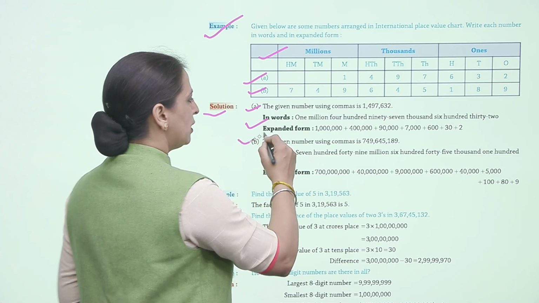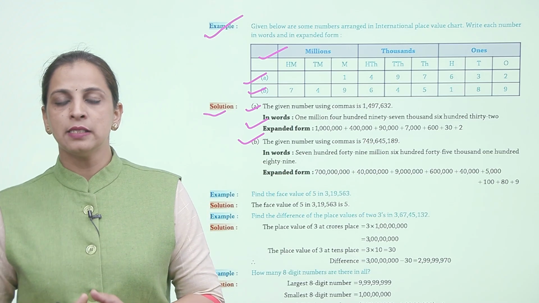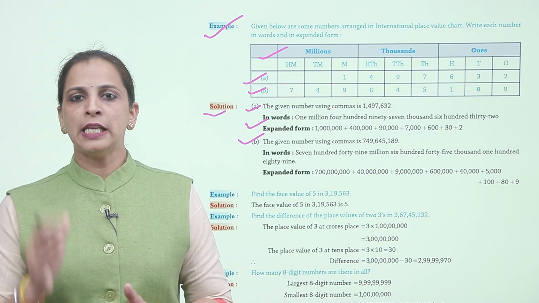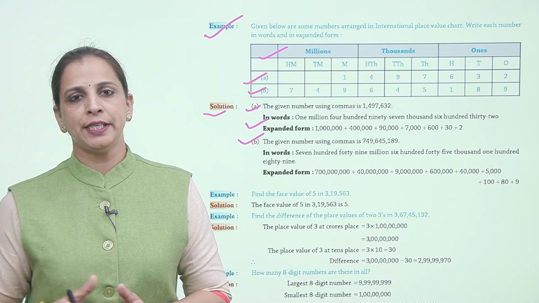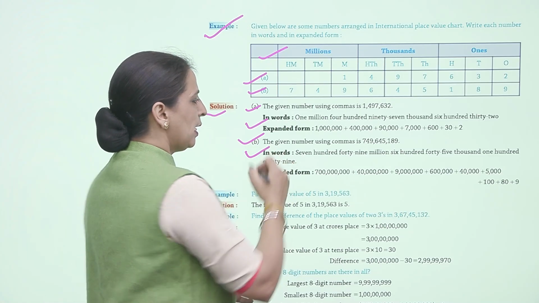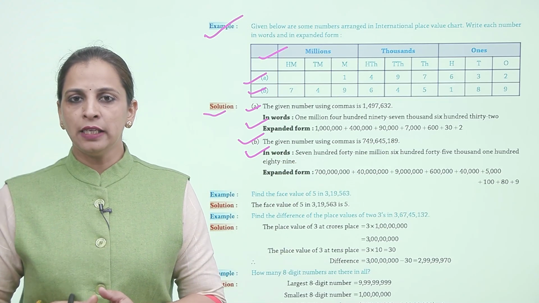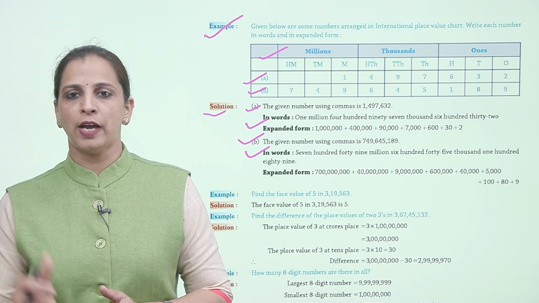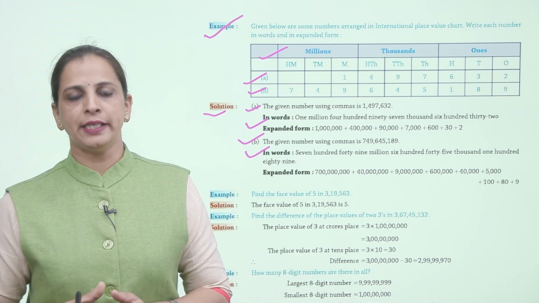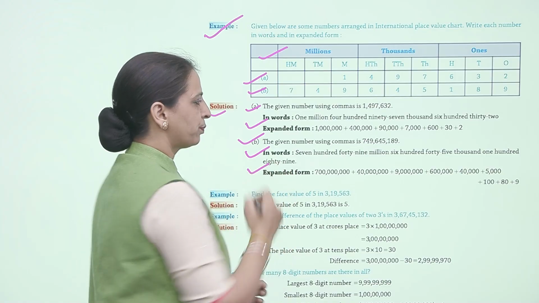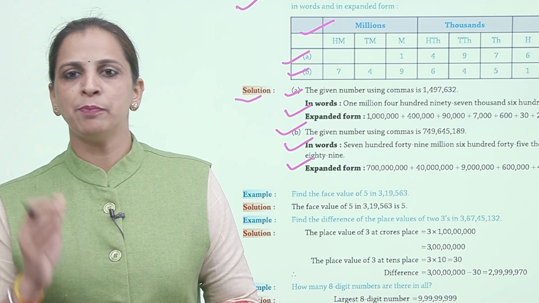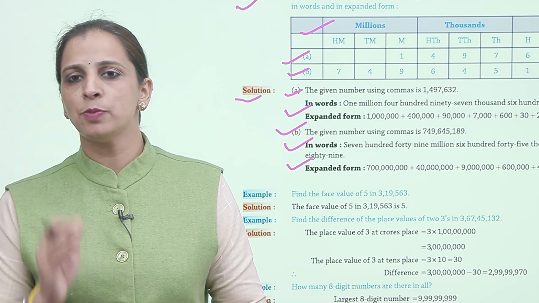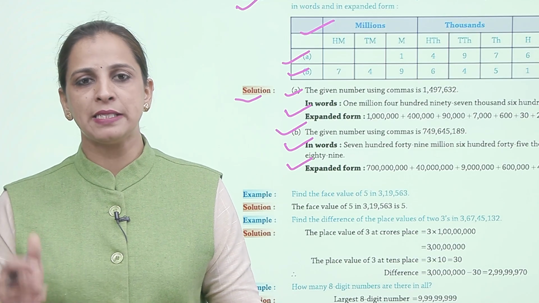Now B part, the given number using commas is 749,645,189. In words, 749,645,189. Expanded form, 700 million plus 40 million plus 9 million plus 600,000 plus 40,000 plus 5,000 plus 100 plus 80 plus 9.